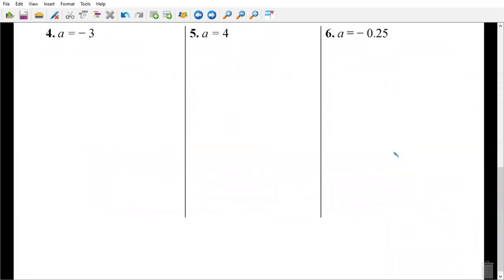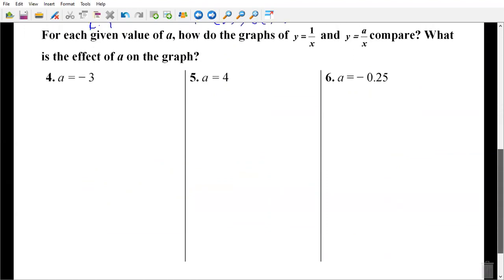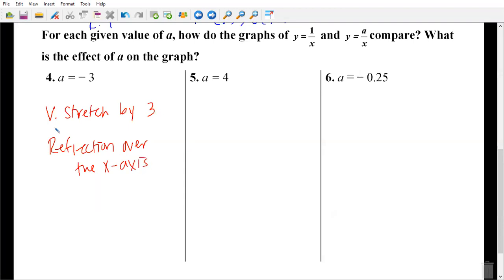Based on what we did above, and based on your knowledge of transformation, without graphing, we're going to describe what A does to the graph. So what does the A value do without a graph? How is it going to affect our graph? Here, because a equals -3, that is a vertical stretch by 3, and a what? And a reflection over which axis? Perfect. Boom, done without a calculator or a graph, right?